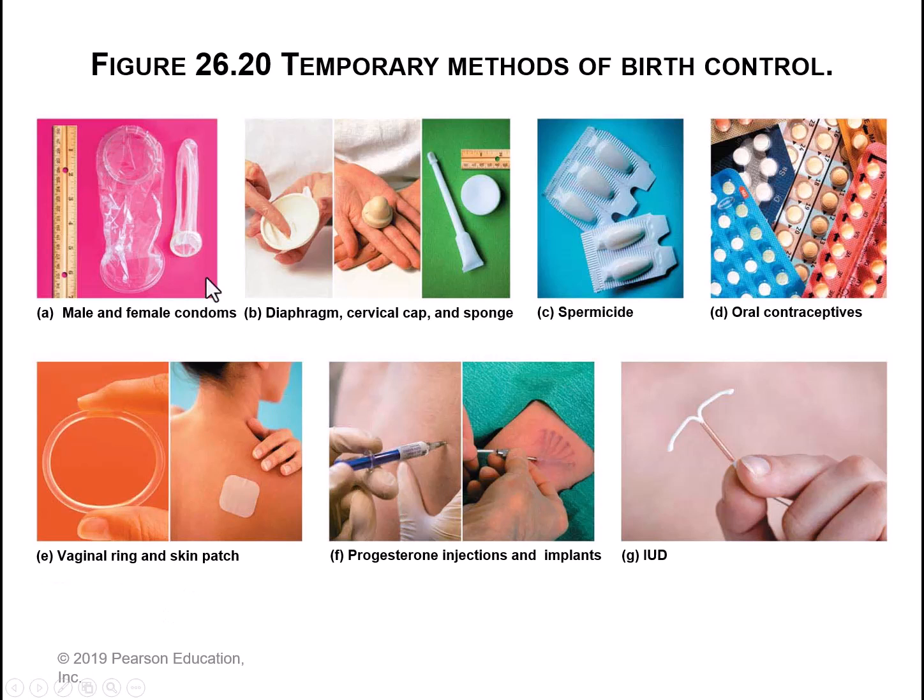Lots of methods of birth control can be used: condoms, diaphragms, spermicides, oral contraceptives, vaginal rings, skin patches. And if you look in your text, you can see a table that talks about how well they are at preventing pregnancies. And with any form of birth control, it's the active use and the consistent use of it that will prevent pregnancies the most. But abstinence will be the only thing that's guaranteed to prevent pregnancies.